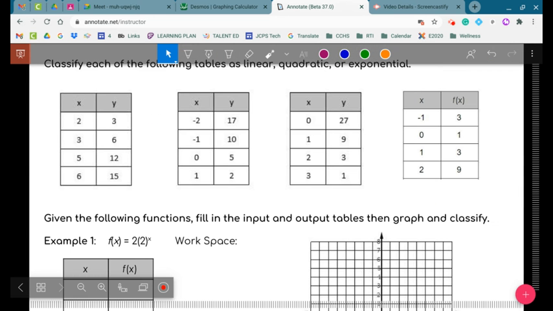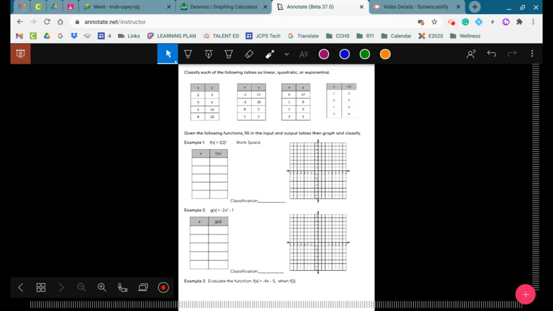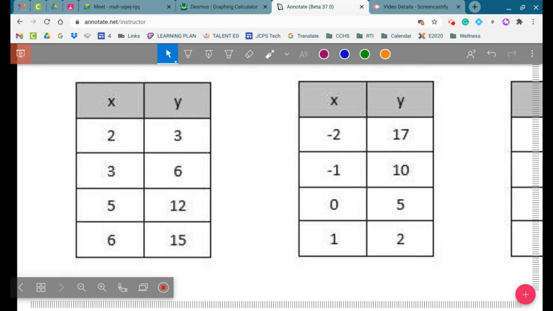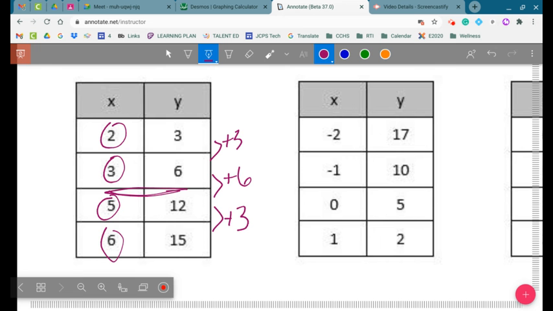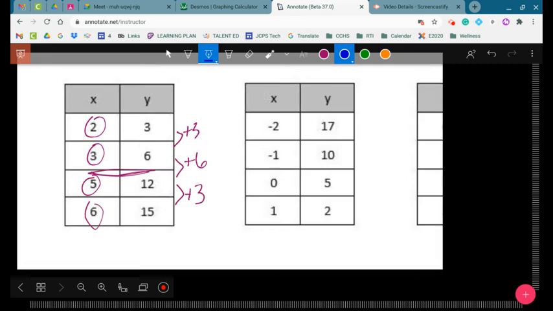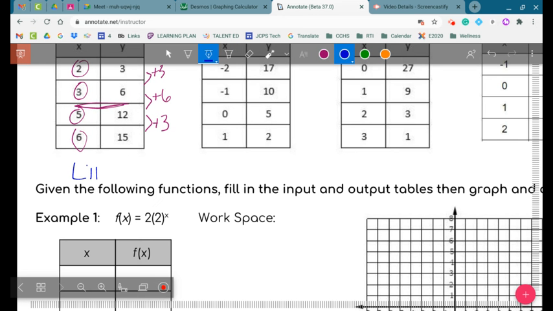So now we're going to classify the table. We want to look at this pattern on our y values. So this is +3, +6, and then +3. Like, Mrs. Gilbert, it's not going up by the same. But if you look at this, you go 2, 3, and then you skip 4 to go to 5 and 6. So that means if there was something right here, it would be the same. So this one is linear.